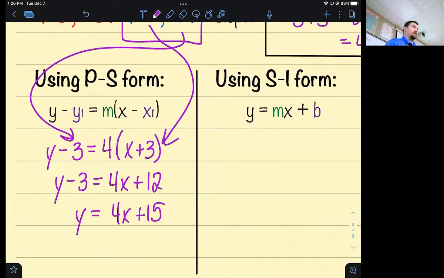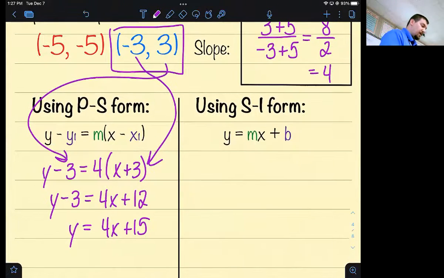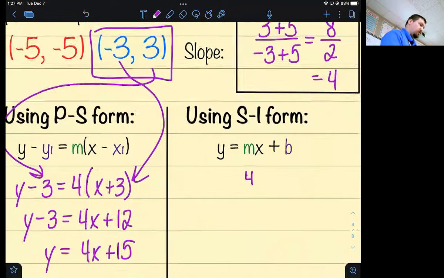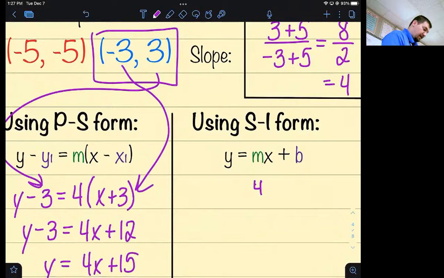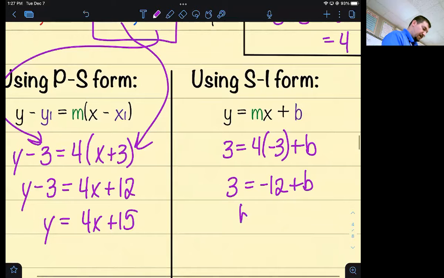I actually prefer this method. If you want to use slope-intercept form, you could on your test. You would plug in 4 for m again, and then you'd pick one of the points. We could use the same one. You'd plug in 3 for y, equals 4x. Nope, sorry, you have to plug in for x as well. So x would be -3 in this case, if I'm using the point -3, 3, plus b. You get 3 equals -12 plus b. You add 12 and you get b equals 15.